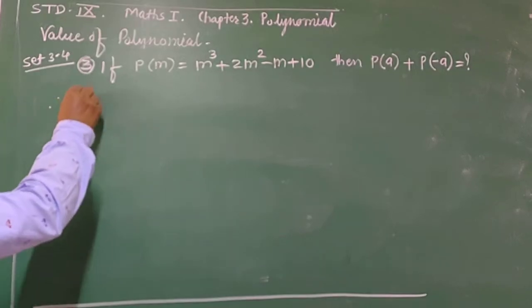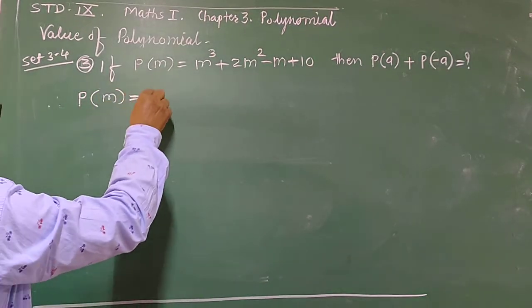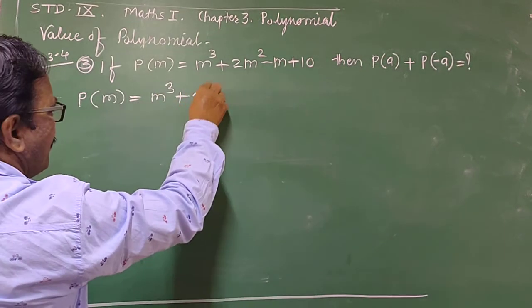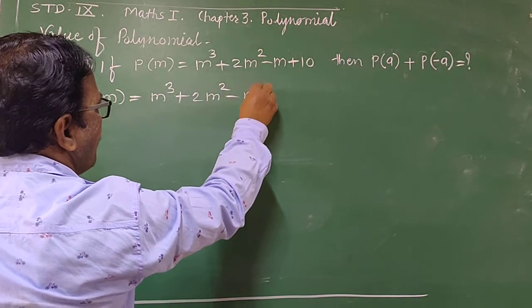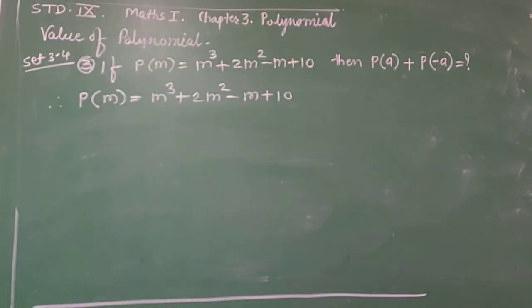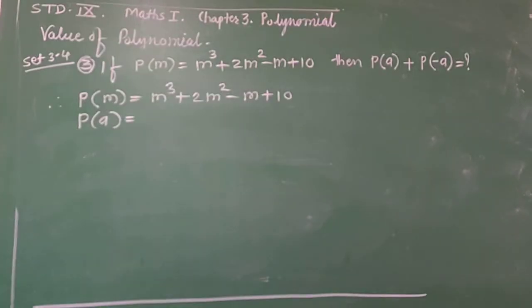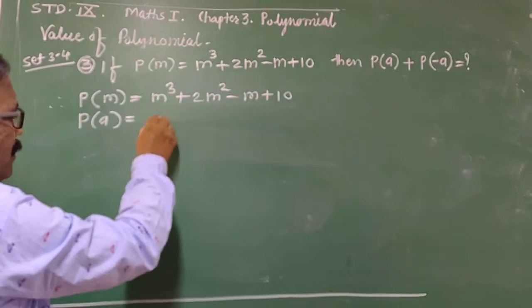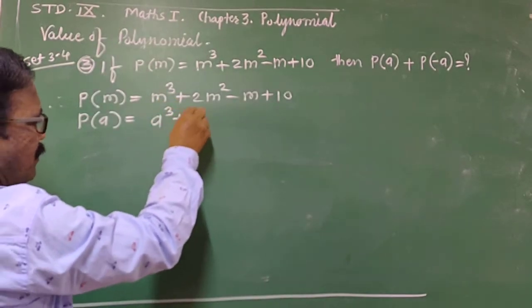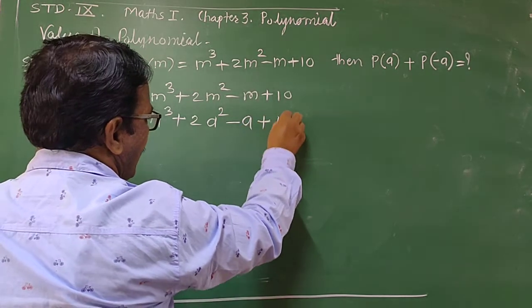And therefore first write given polynomial, then find value of p(a): a cube plus 2a square minus a, like this.